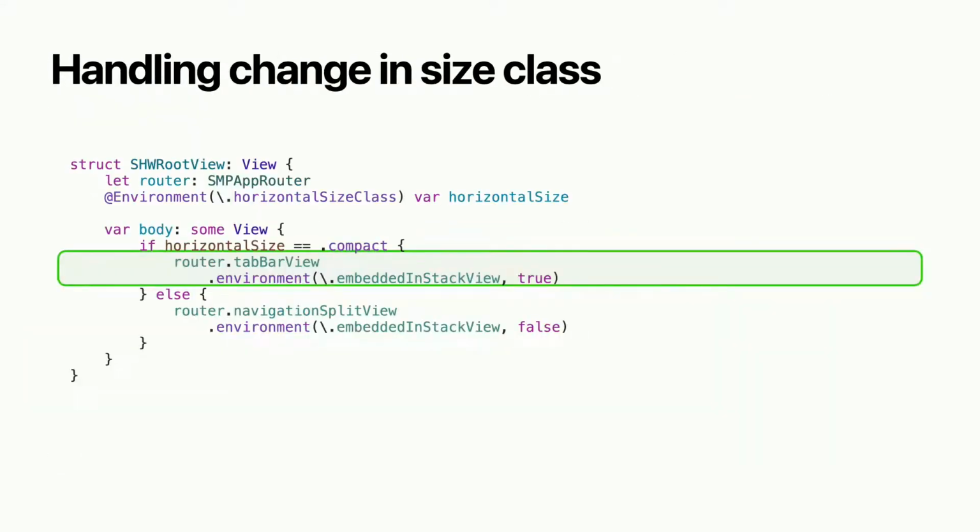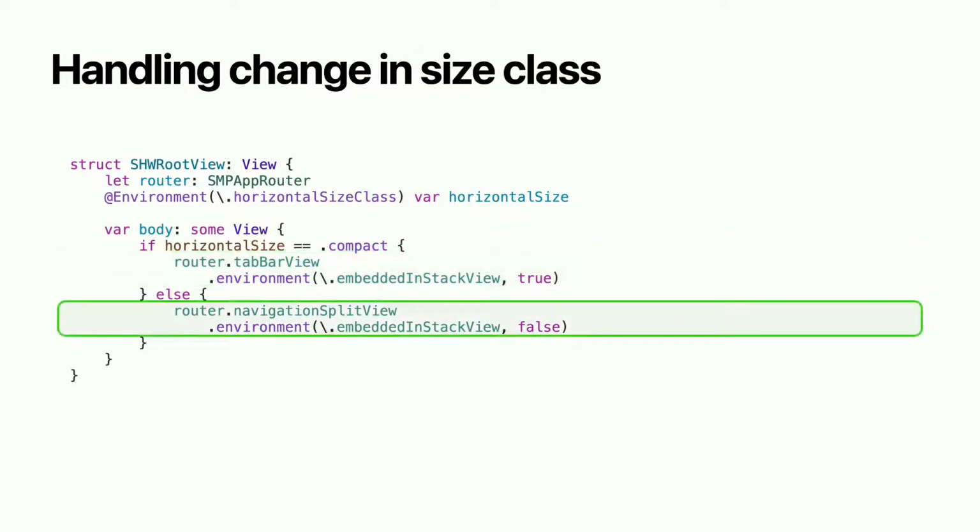And in terms of controlling the changing size classes, as you would imagine, I'm using this environment variable, which refers to the horizontal size class. And then I've defined an environment variable, which I call embedded in stack view, which depending on which size class, will say, hey, you need to embed your views into a stack view, or no, just use the regular list with a selection, depending on the case.